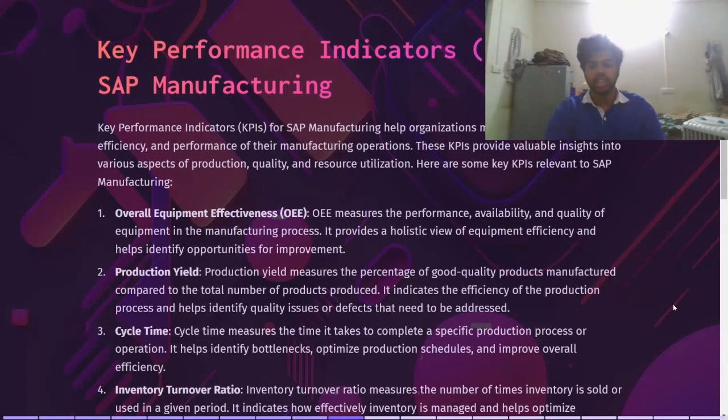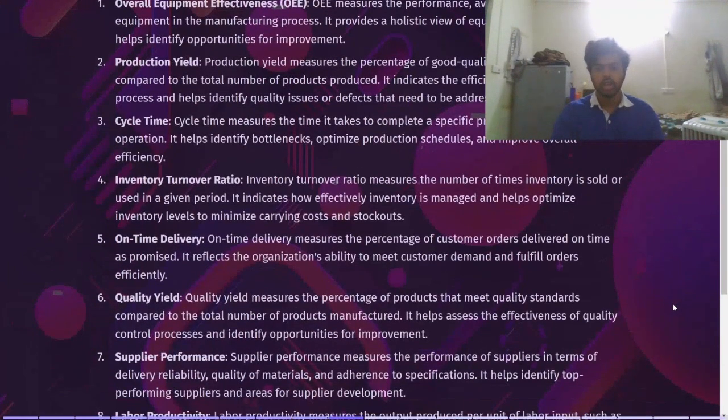Key performance indicators for SAP manufacturing are metrics that assess the efficiency and effectiveness of manufacturing operations. These include overall equipment effectiveness, which measures equipment performance, availability, and quality. Then comes production yield, which measures the percentage of good quality products manufactured. Then comes cycle time, which measures the time taken to complete a specific production process or operation. Then comes inventory turnover ratio, which measures how effectively inventory is managed.